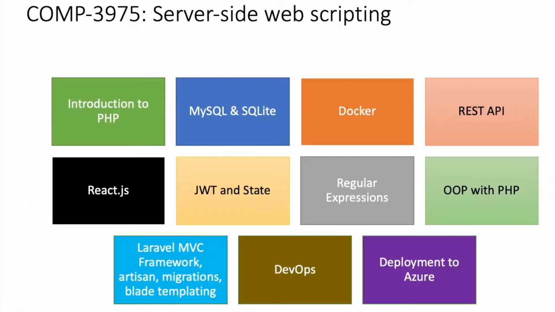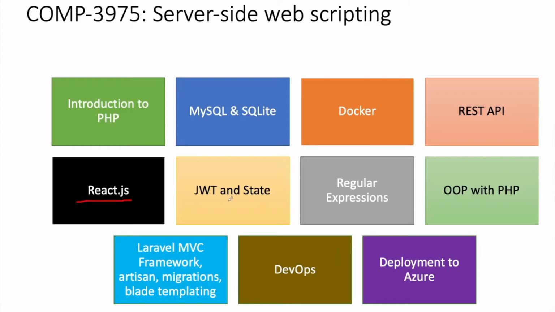Let me cover the contents of each of these three major courses in web and mobile. Comp 3975 is all about server-side scripting, and we cover PHP extensively. For databases, we use MySQL and SQLite. Docker is used because it is the leading technology today for deployment of web apps. Of course, we'll cover REST API, how to produce REST API and how to consume it.